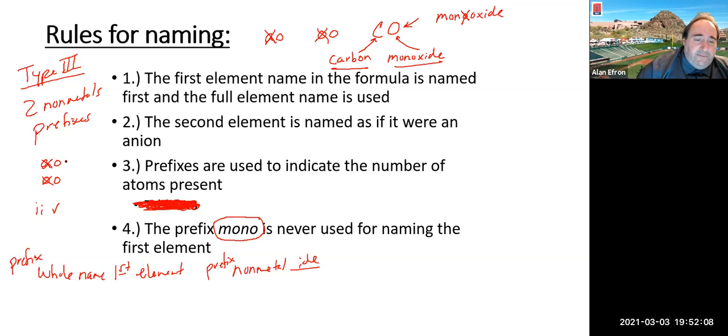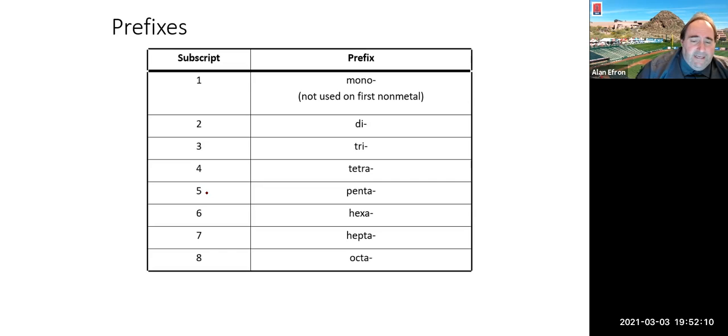Let us take a look at these prefixes. Again, di is 2, mono is 1, tri is 3, tetra is 4, penta is 5, hexa is 6, hepta is 7, octa is 8. In case we're going that way, nona is 9, deca is 10.